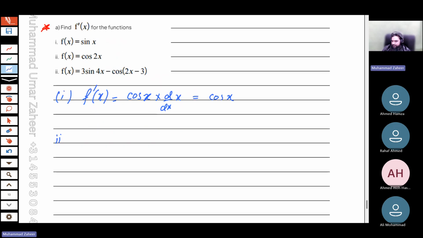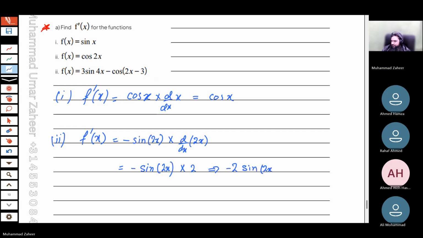For the second part, we take the derivative of cos. The derivative of cos is negative sine, multiplied by the derivative of the angle, which is 2x. The derivative of 2x is 2. So minus sine 2x becomes 2, and the final answer will be minus 2 sine of 2x. Students often multiply with the angle; this is the angle, and this is the outside value, so don't mix up. Minus 2 sine of 2x.